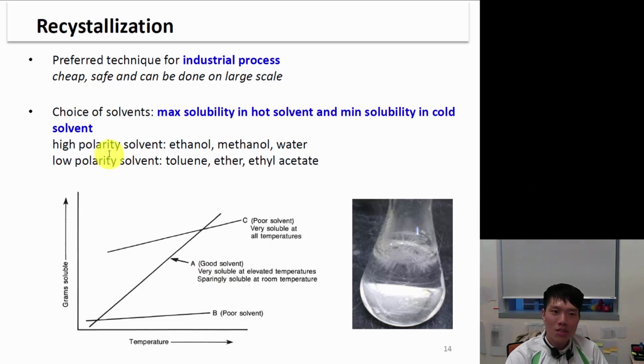Now for recrystallization, the choice of solvent is of the utmost importance. We need to select a solvent, okay, in which the solute has a maximum solubility in the hot solvent and minimum solubility in the cold solvent. So we know the solid can be polar or non-polar. We have two main categories of solvents here. High polarity solvents: ethanol, methanol, water. All of them have an OH bond, that's why it makes them very polar.